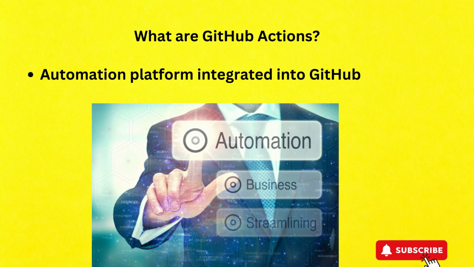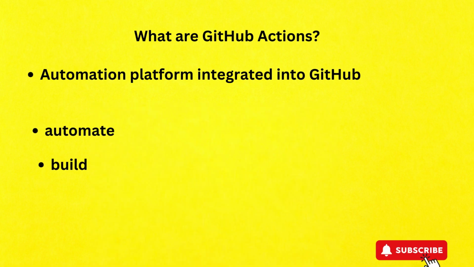Now we will learn what is GitHub Actions. GitHub Actions is an automation platform integrated to GitHub that allows you to automate, build, test, and deploy your code directly from your GitHub repository. With GitHub Actions, you can define custom workflows to run based on specific events in your repository, such as pushing code, creating pull requests, or issues.